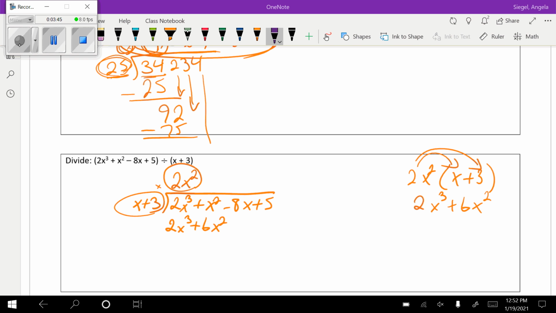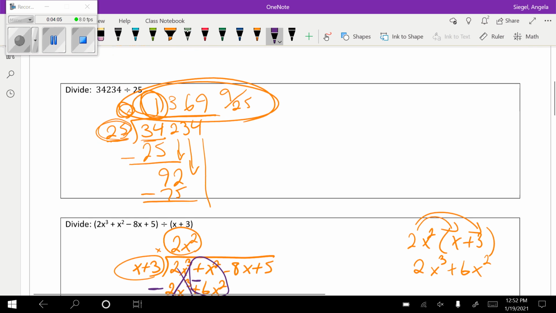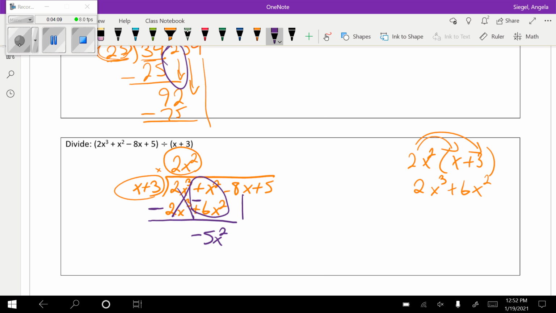Okay, my next step, remember, just as I said before, do not forget we are subtracting everything. So we're changing the signs, subtracting each term. So what happens is these cancel out, which they should, and then I'm going to combine these. So I'm left with negative 5x squared. And just like we did up here, we're going to drop that next term, minus 8x.